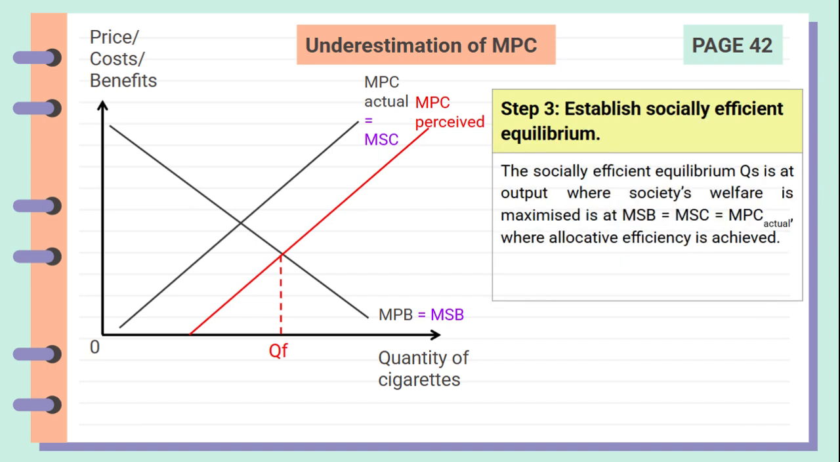The third step is to establish the socially efficient equilibrium, which is at QS, where MSC equals MSB equals MPC actual. At QS, society's welfare is maximized and allocative efficiency is achieved.